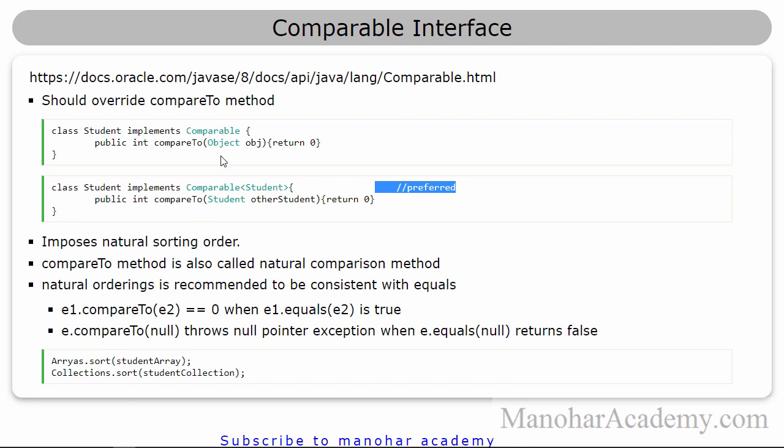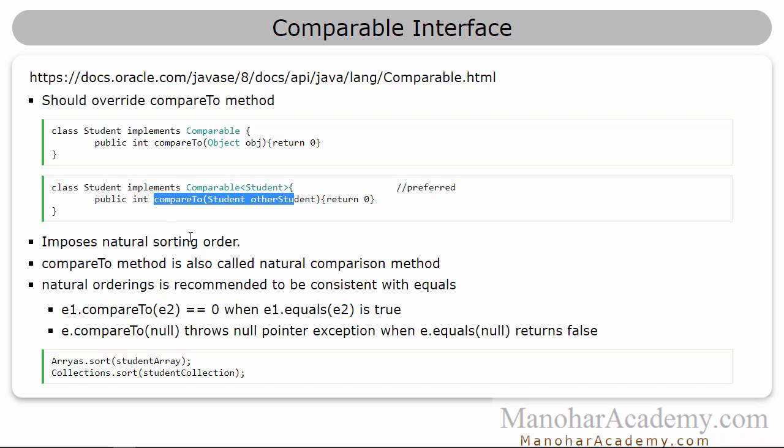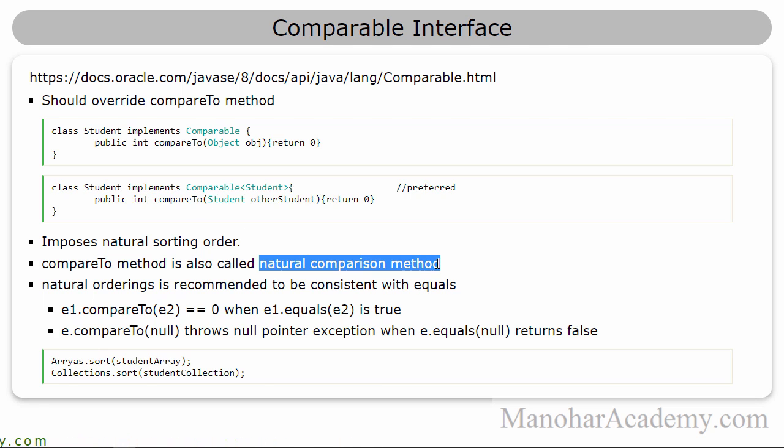Also, because Comparable is implemented by the class whose objects have to be compared, this is called the natural sorting order. That is the only reason we call it natural sorting order, nothing else. It goes along with the class itself, so it is called the natural sorting order, and the compareTo method is called the natural comparison method.